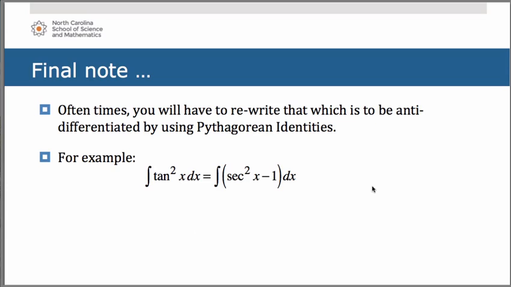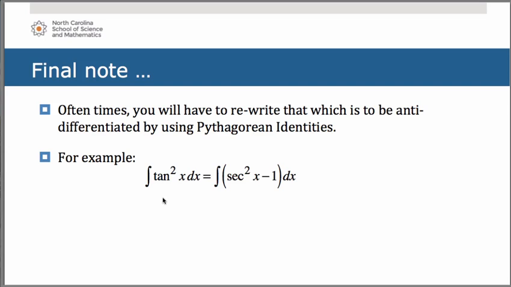Once again, when you're working with antiderivatives that are going to involve trigonometric functions, you often will have to rewrite that which is being anti-differentiated, the integrand, typically by using our Pythagorean identities. For example, if you wanted to do antiderivative of tangent squared of x dx, well, think of all the derivative rules you know for trig functions, none of them deal with tangent squared. So this is a case in which you'd have to look at this and recognize the fact that you need to turn tangent squared into something for which you have an antiderivative rule.